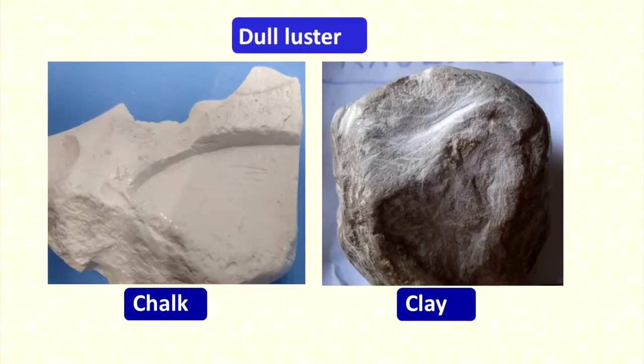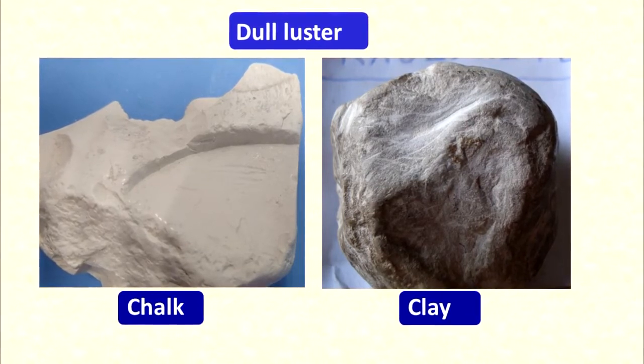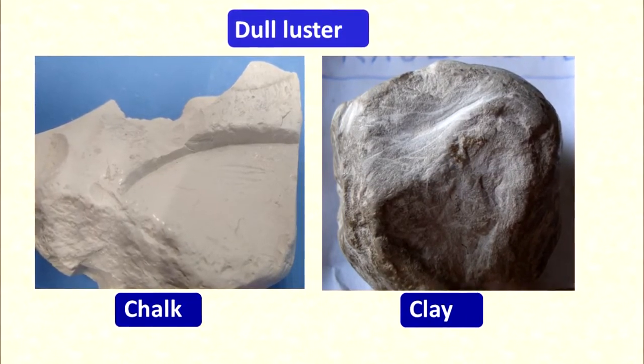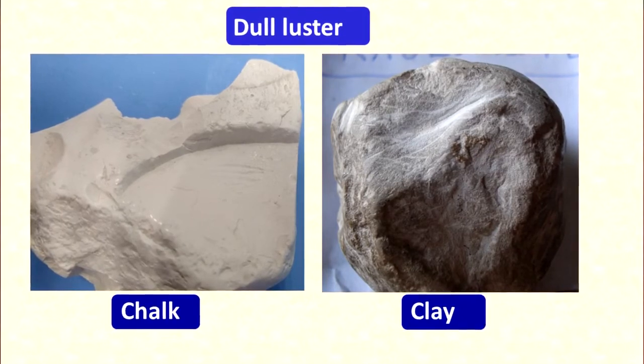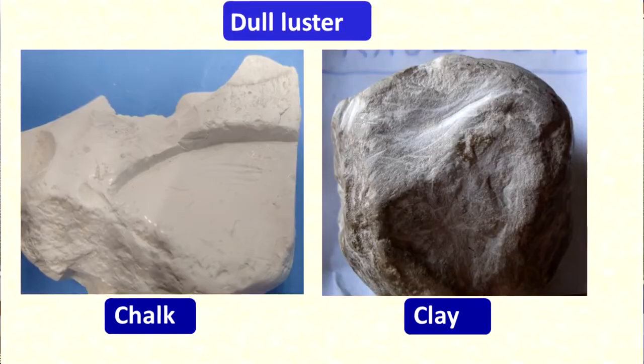Then dull luster. Luster of a fresh surface is dull. Dull means it is not reflecting the light completely. The example is chalk or clay minerals, they display dull luster.